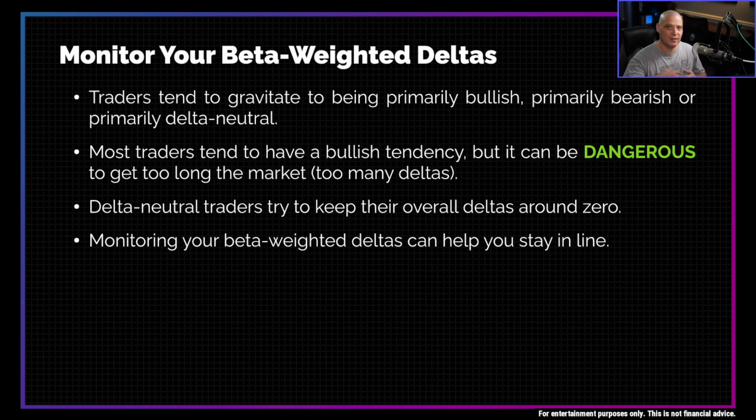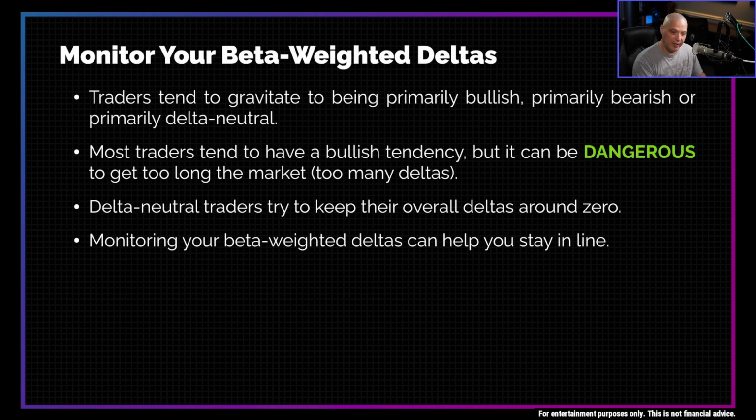Now, naturally, you might ask, how do you get that delta number down? Say you do have too many long deltas, what should you do? Well, put on more bearish trades. That's essentially how this works. If you're too long, just put on more bearish trades. So put on some call credit spreads or long put spreads, or you could also short some futures or some of the micro futures. You could do a lot of things that would add some short delta. That brings your overall portfolio delta down a little bit and gets you into a much safer area, if you ever get out of line.